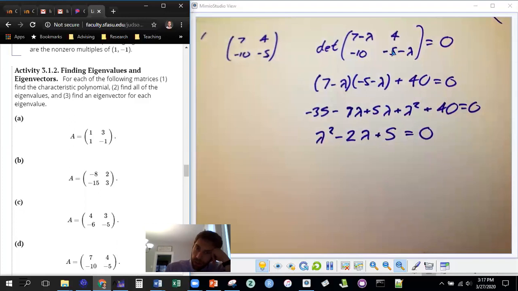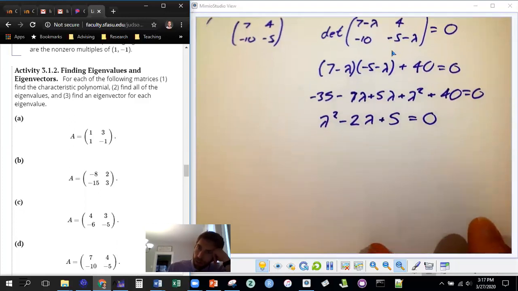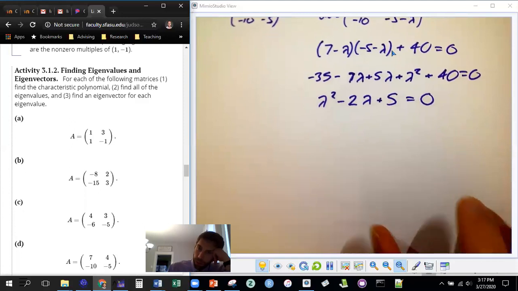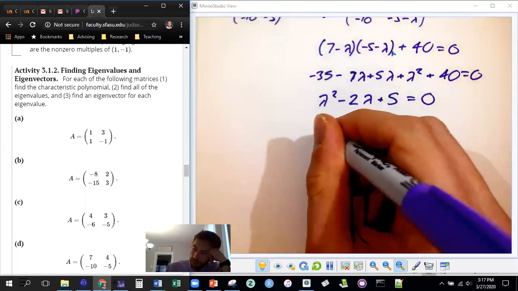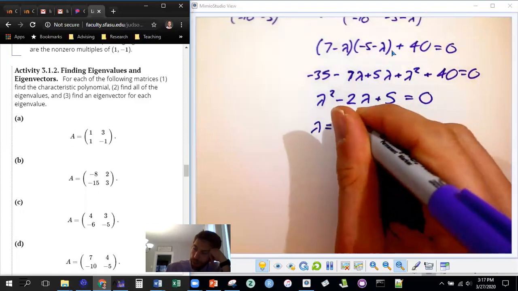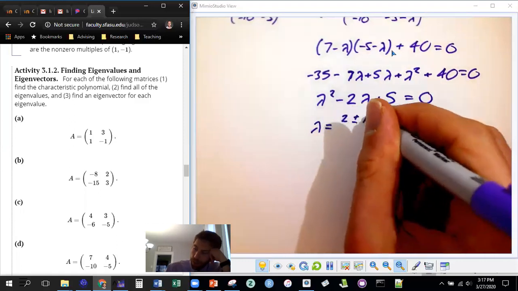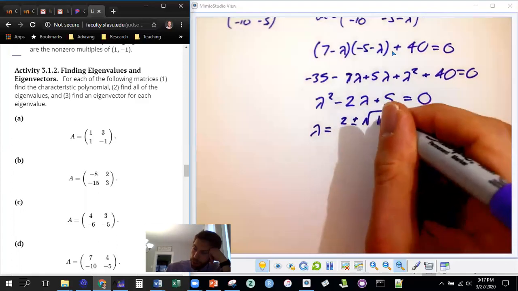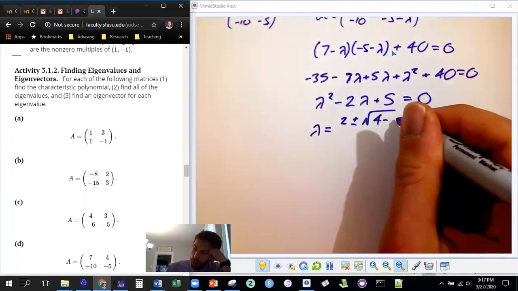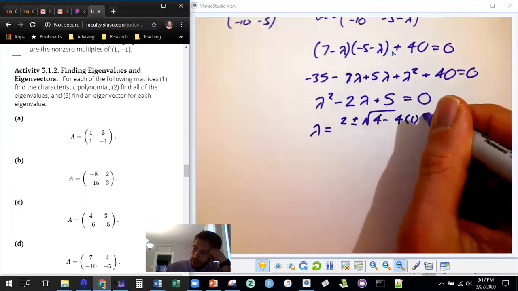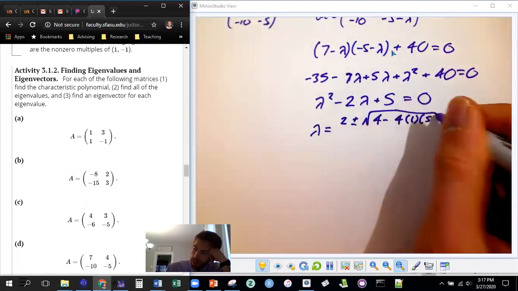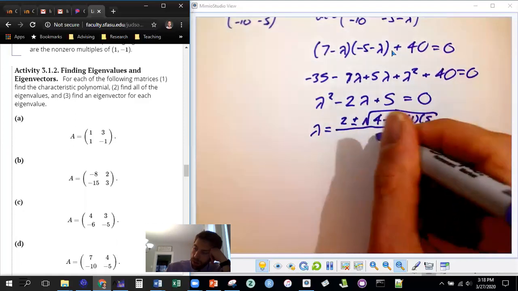Okay, so now I have, oh boy, I smell trouble. All right, let's do the quadratic formula. Lambda equals -b plus or minus the square root of b squared minus 4ac, all over 2a.